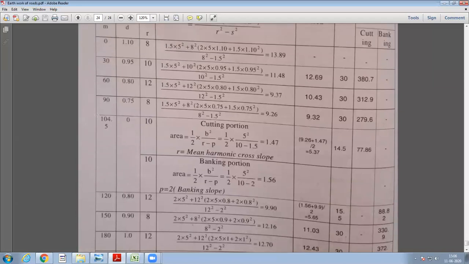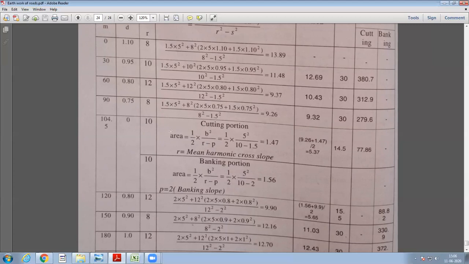In between, at this point X, where we have zero depth, you have to split it into a cutting portion and a banking portion. You have to show this is the harmonic depth which we have calculated using 2R1R2 by R1 plus R2, whatever the mean value you got, you have to put it in both places here.